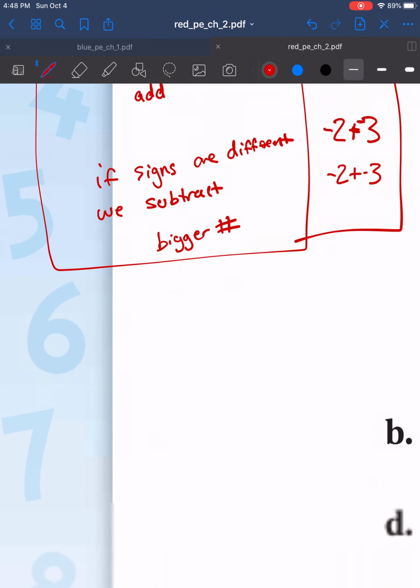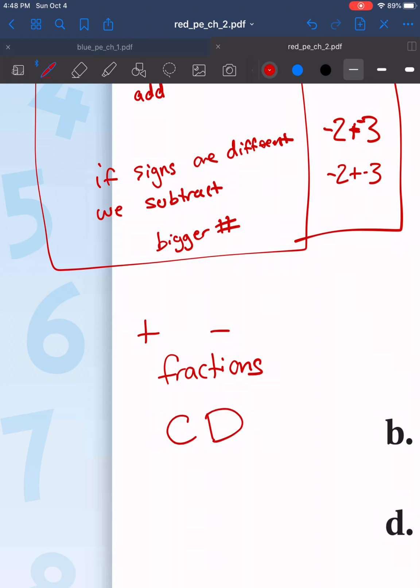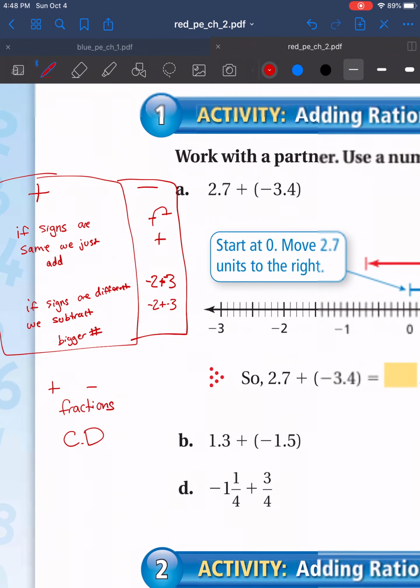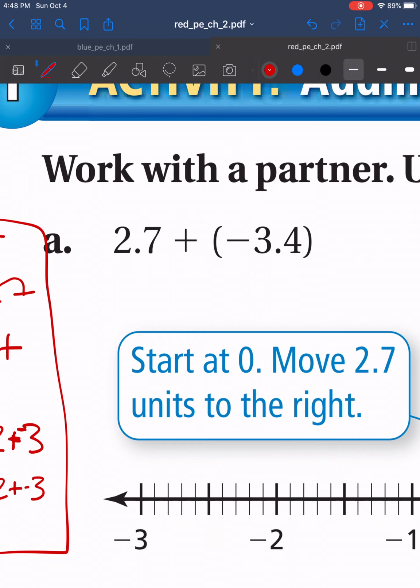A new thing you have to remember is when you're adding and subtracting fractions, you have to have common denominators, okay? Common denominators are super, super important for you. Now, not all of these are fractions. I mean, if you look right here, that's not fractions. That's decimals. So you have to line up your decimals before you can add and subtract, okay?